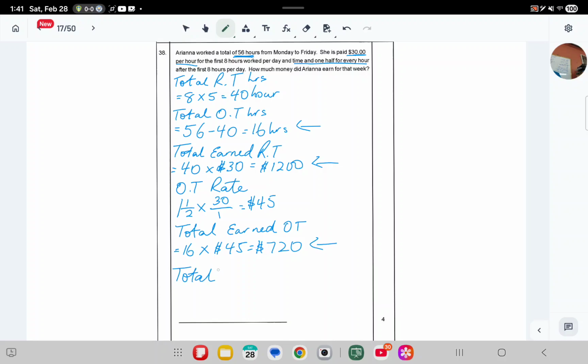Now that we know the total earned for regular time and the total earned for overtime, now we can calculate the total amount of money she earned. And that will be the $1,200, the total earned regular time, plus the $720, which is the total earned overtime, and that will give us $1,920. So that's the amount of money she made for that 56 hours.